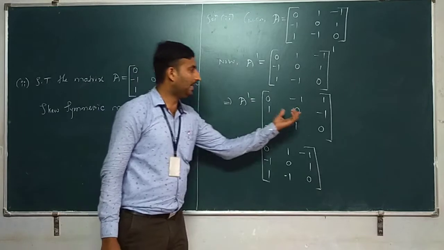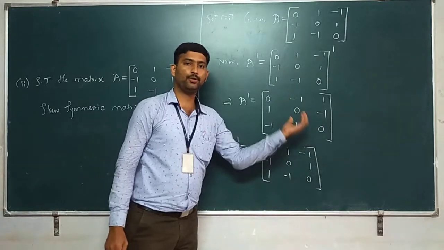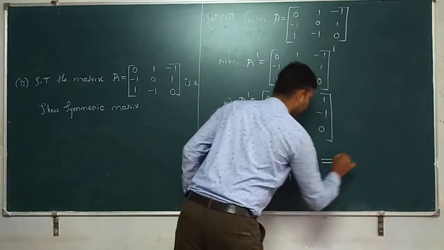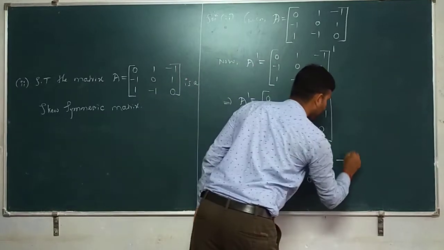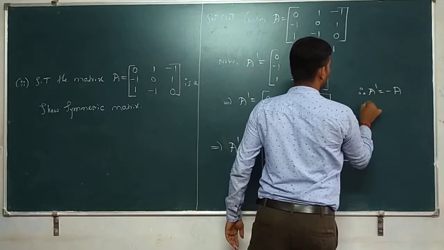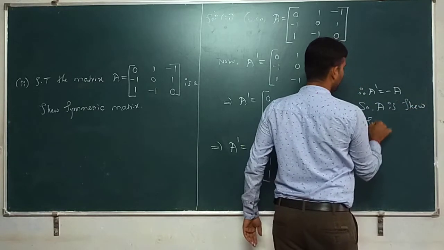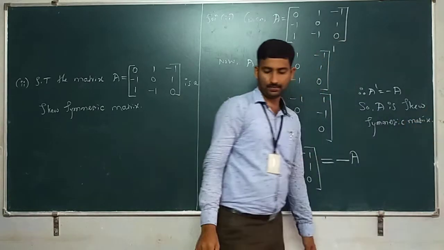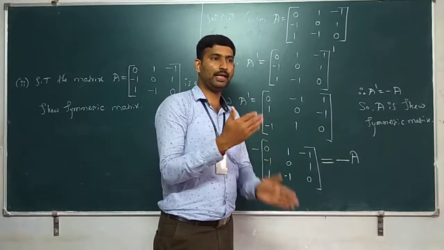If you take minus 1 common or minus outside, then all the positive values become negative, and negative values become positive. What is this value? You take the first minus. What is this value? It is 0 minus 1 1, 0 minus 1 minus 1 0, which is nothing but A. Therefore A dash is equal to minus A. So A is a skew symmetric matrix. I hope you understood the concept of symmetricity and skew symmetricity.